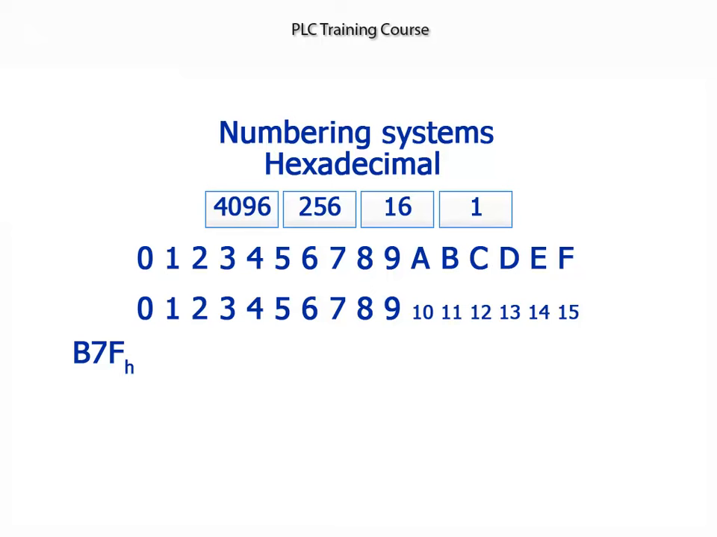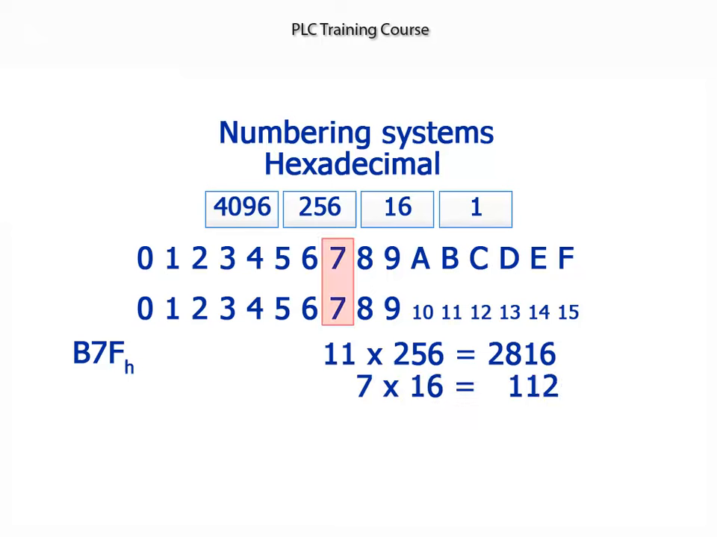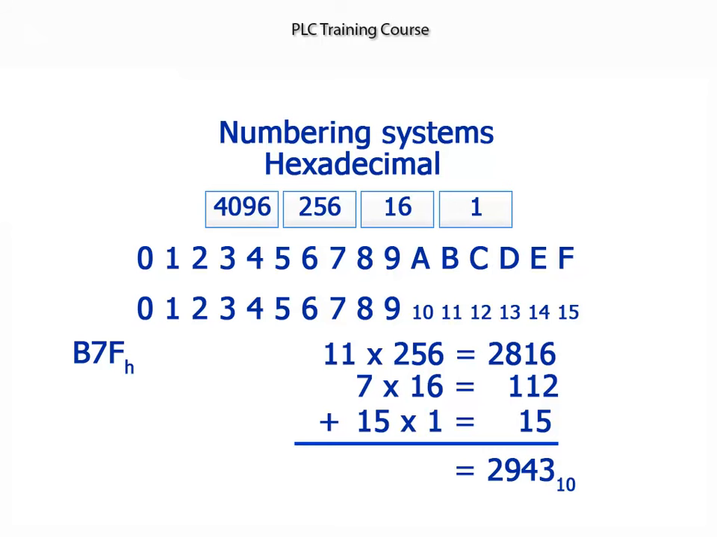Consider the hexadecimal number B7F. The subscript H tells us that it is a hexadecimal number from the base 16 numbering system. The B represents 11 times 256, which equals 2,816, plus 7 times 16, which equals 112, plus 15 times 1, which gives us a total of 2,943.